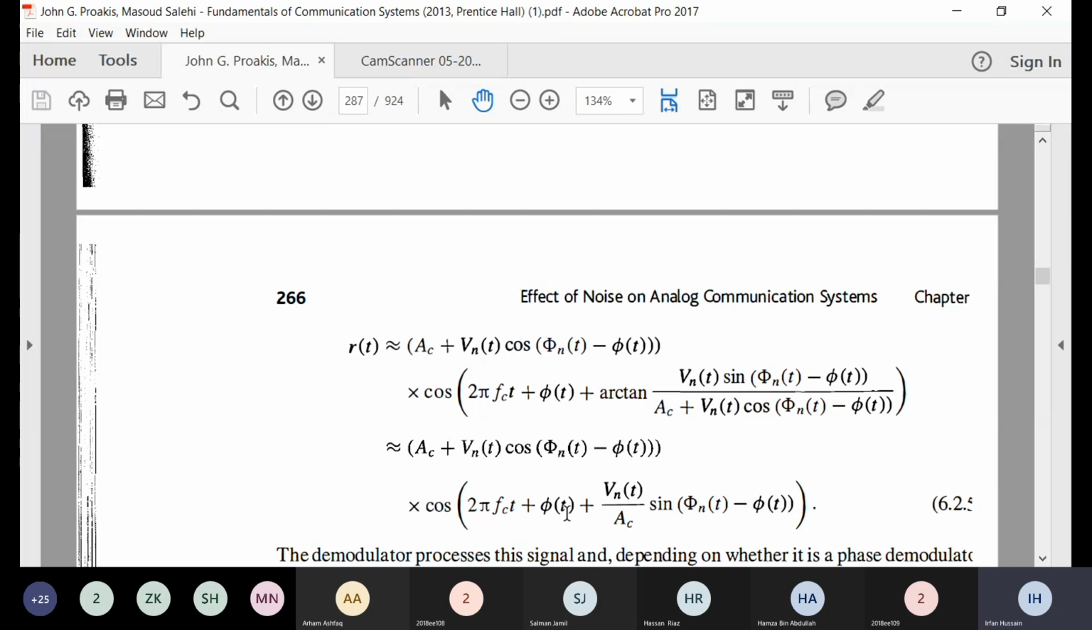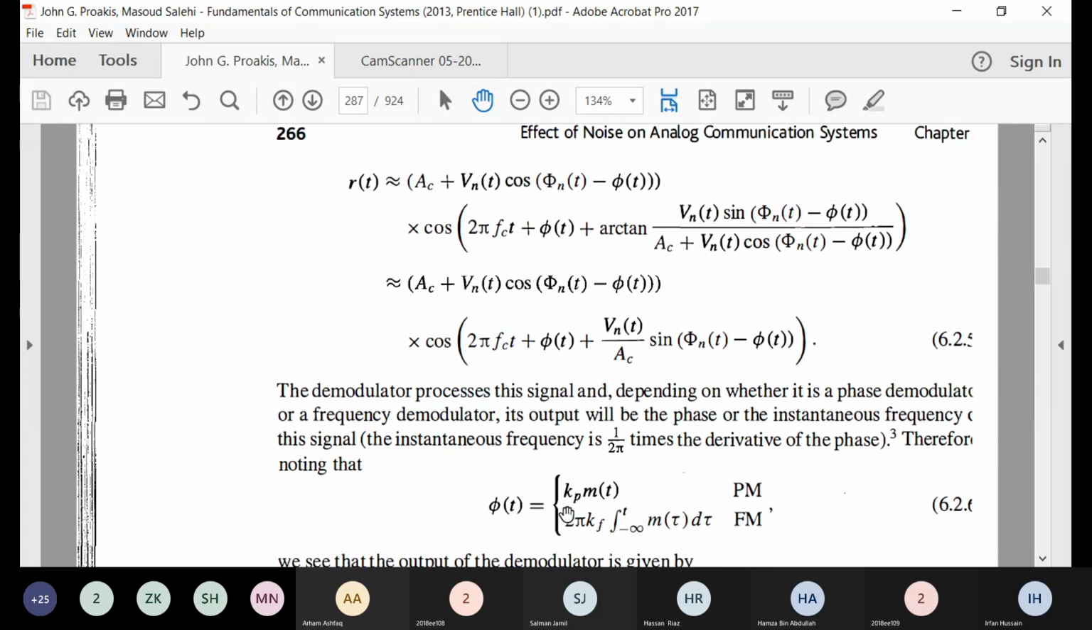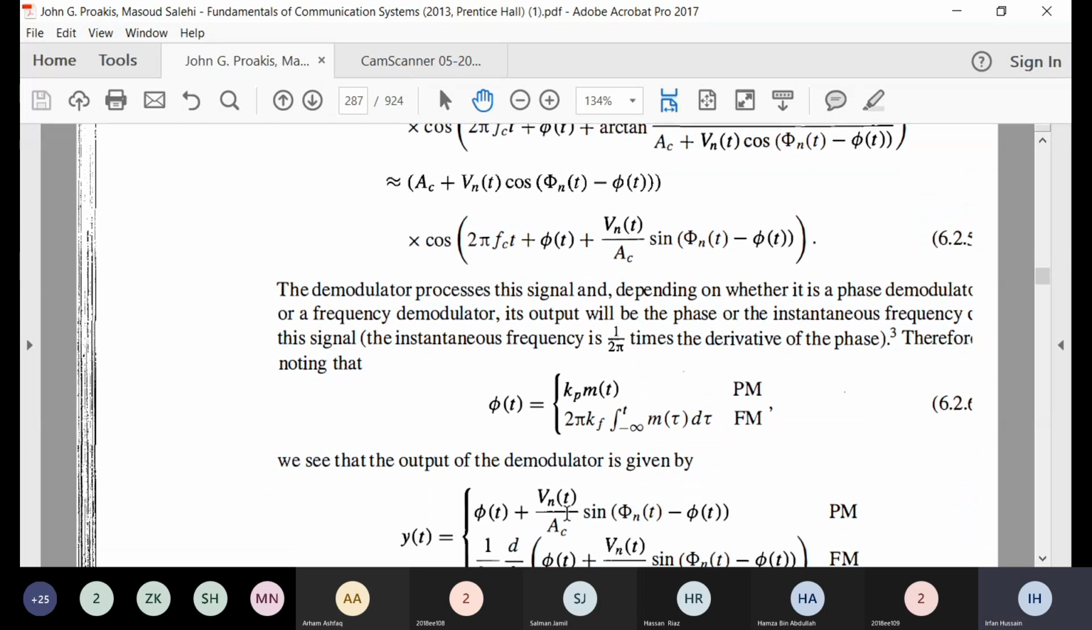All right, so we have done up till this equation. The received signal envelope and phase has been approximated, and this expression has been found. Now this signal, which is the output of the band pass filter, will go to a demodulator. So we have either a phase demodulator for PM systems, or a frequency demodulator for FM modulated signals. The demodulator gives you back the message signal which was actually hidden inside the phase of the FM or PM signal.